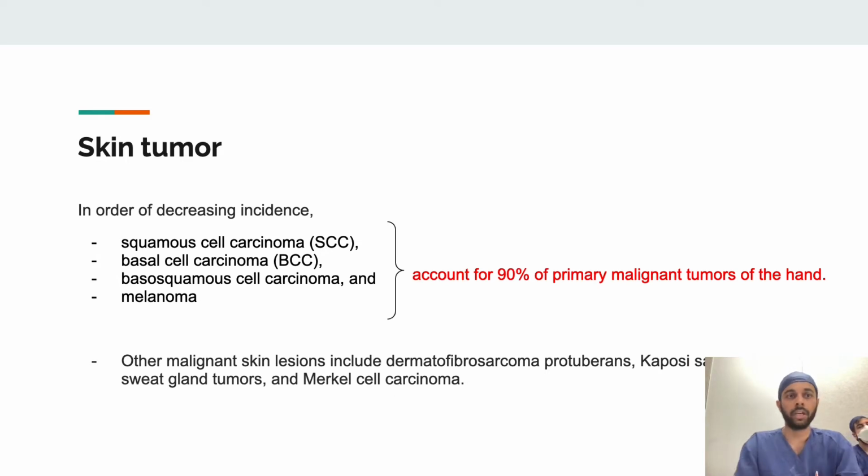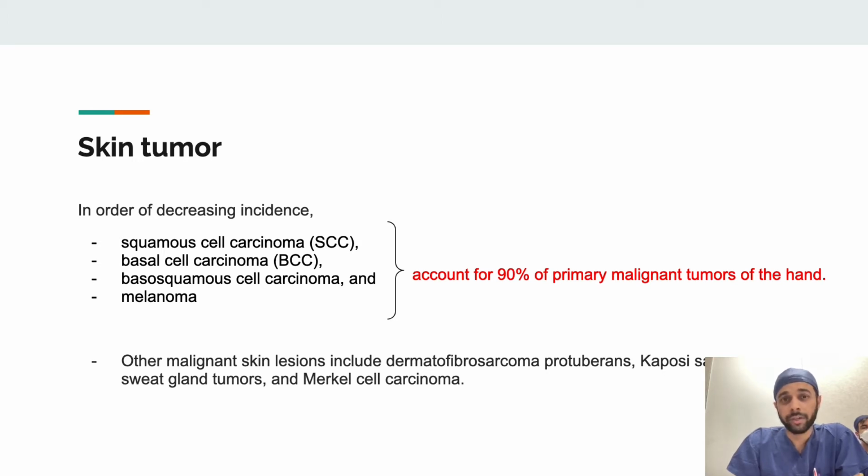So we start with the skin tumors. As I said, they are the major chunk of the tumors of the hand, 90% of the malignant tumors of the hand. In decreasing incidence order, it's the squamous cell carcinoma, the basal cell carcinoma, the basosquamous cell carcinoma, and melanoma. Apart from that, in the skin lesions, we have dermatofibrosarcoma protuberans, Kaposi sarcoma, sweat gland tumors, and Merkel cell carcinoma.